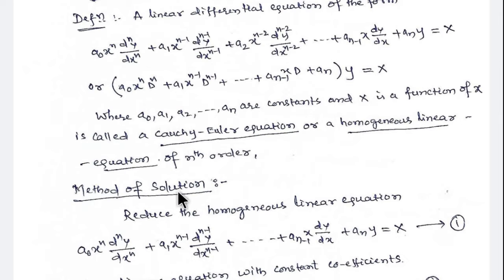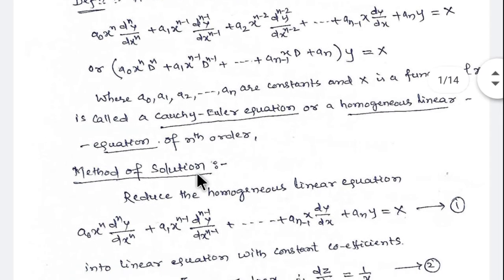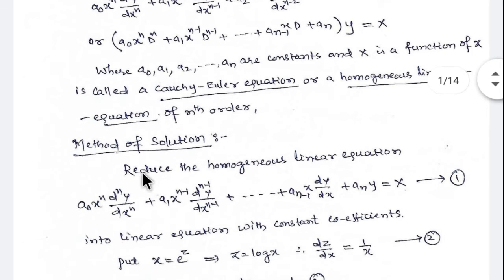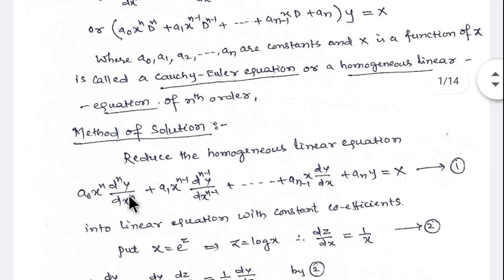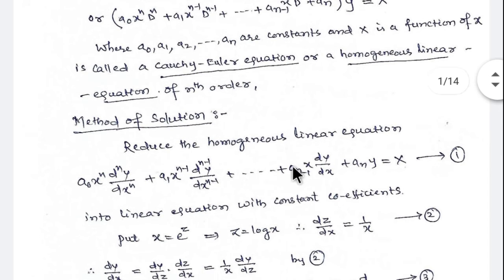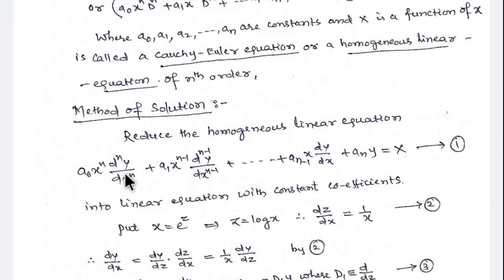Method of solution. I want to explain this method of solution. How to solve this? How to reduce the homogeneous or Cauchy-Euler equation? This equation is a naught x^n d^n y by dx^n plus a1 x^(n-1) d^(n-1) y by dx^(n-1) plus etc., plus a(n-1) x dy by dx, plus an y equal to X. You call this equation 1.